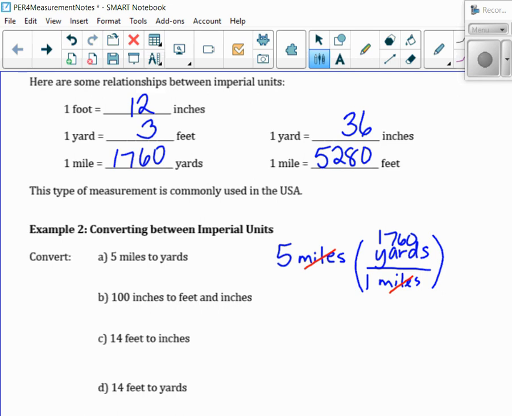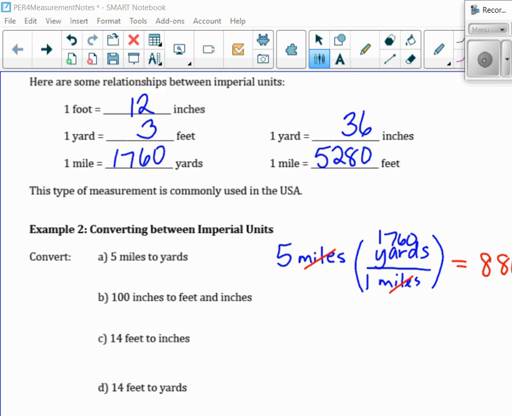Does everybody see that we're multiplying, and then if we had a number at the bottom that we needed to divide, you would be dividing that. You don't need to divide by 1. So does everybody see what we're doing? We're going 5 times 1760. So then we get 8,800 yards. Again, you can just look at it and tell, but I want you to practice the unit analysis here.